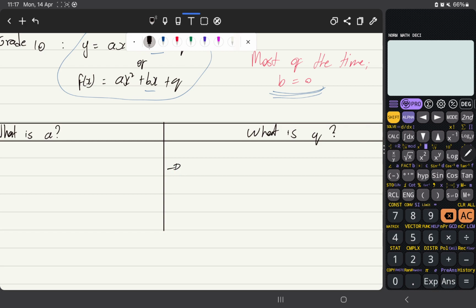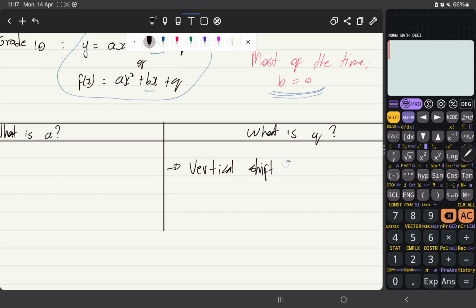Okay, so number one, q tells us about the vertical shift, right? Let me just start with that one. Vertical shift. Yes, it tells us about the vertical shift. If it's positive, it means we shifted q units upwards, and if it's negative, it means we shifted q units downwards, right?